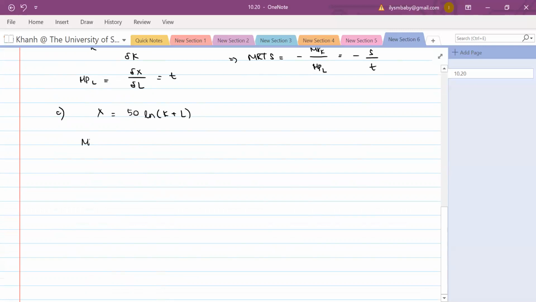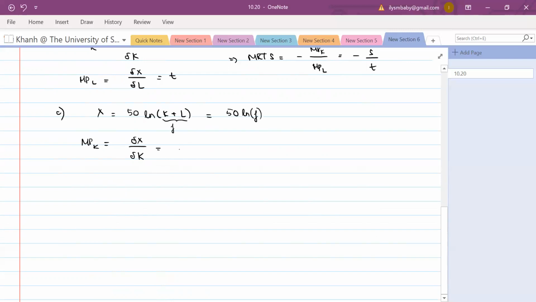Okay, so again, very straightforward. Marginal product of capital is just the change in x given a change in k. So over here, basically you would need to use the chain rule, where you're treating the whole thing inside the log as a function. So if I'm treating this as a function f, then the change in x given a change in k is going to be, so this is like x equal to 50 log of f.